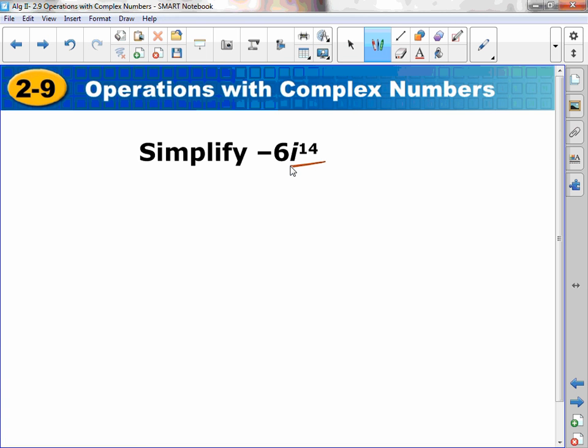So we have -6i to the 14th. Looking at the i to the 14th, how many i squareds will go in there? What's 14 divided by 2? 7. Are there any left over? No. Is 7 odd or even? So if I have an odd number of negatives, what do I get? Negative. So I actually have -6 times -1, which is 6, your answer.